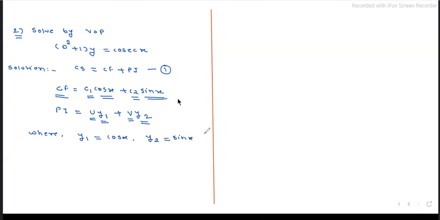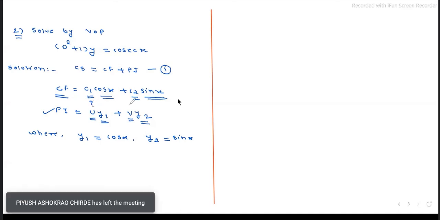हम CF को कंपेयर करके ही ये करेंगे. y1 is cos x and y2 is sin x. For writing this PI, y1 y2 हमें पता है. कौन सी टर्म्स अभी अननोन है? u and v. So next step is to calculate u and v.